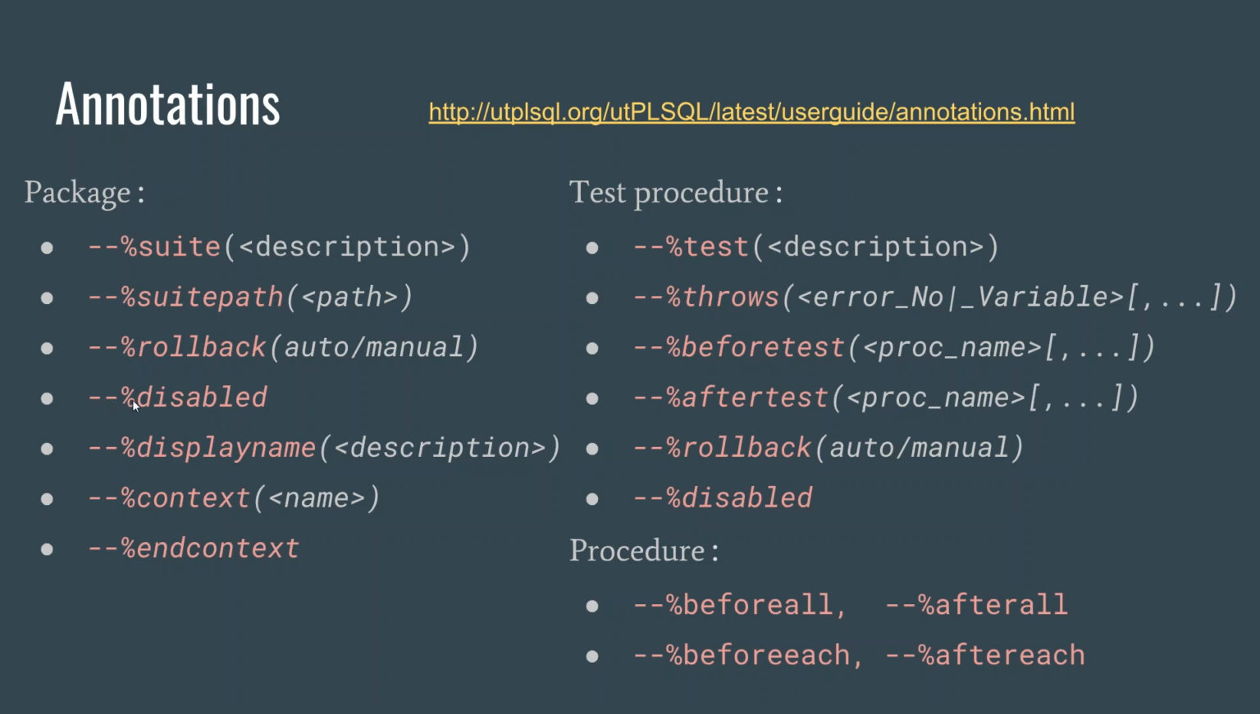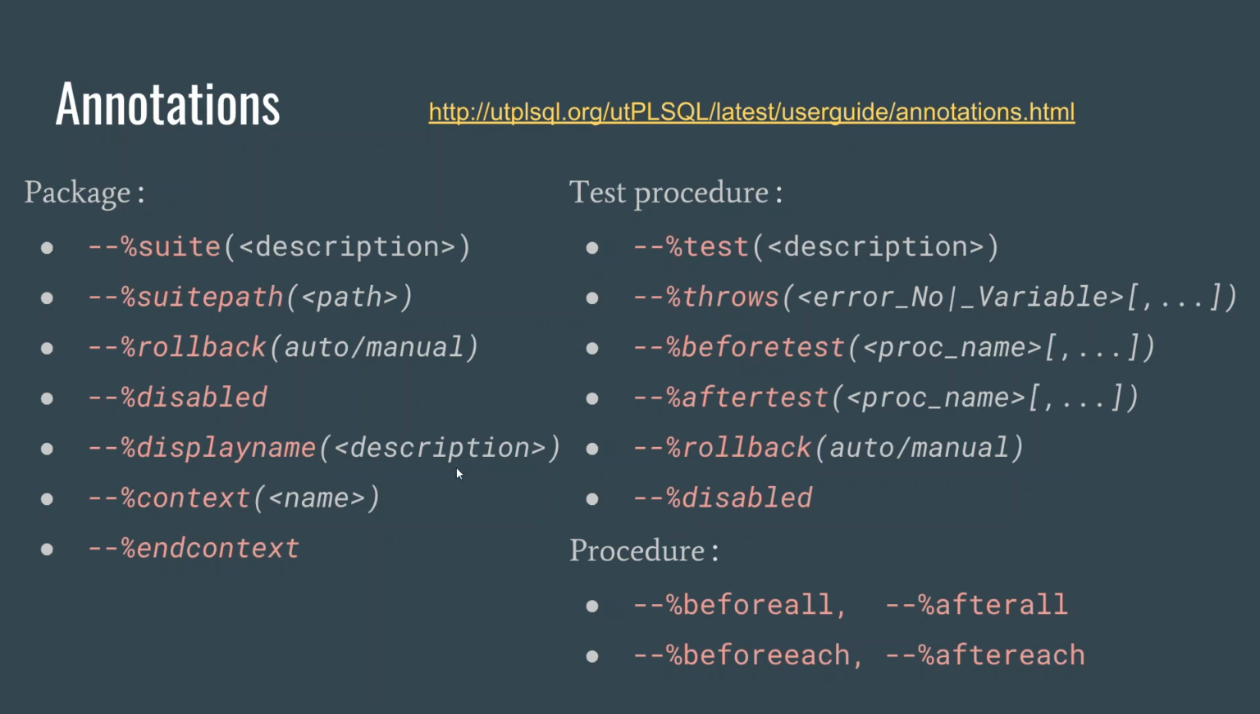So you can, for example, disable the whole test suite, or you can disable individual tests in your test suite. You can organize your tests or test packages into suites by using suite path. The default behavior of automatic rollback can be disabled by using the rollback manual annotation. You can define a display name for the suite, and you can do the same for the test and for the context. Contexts are kind of subgrouping of your tests in a test package.